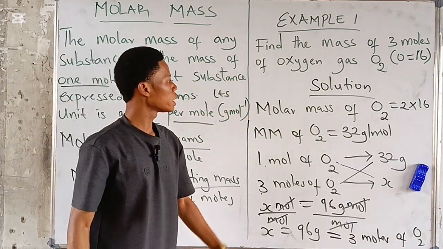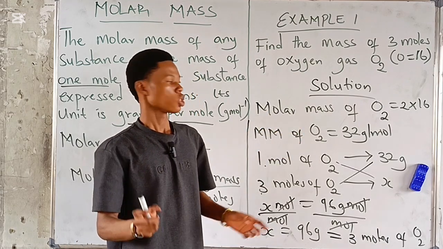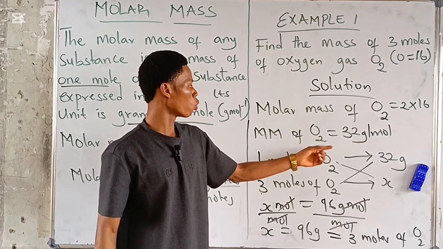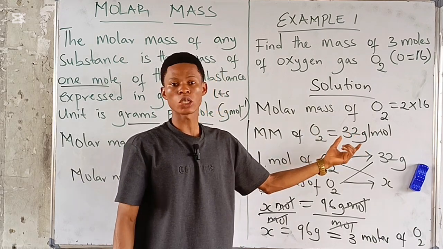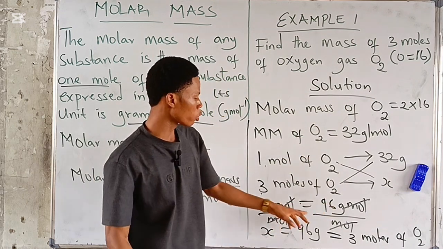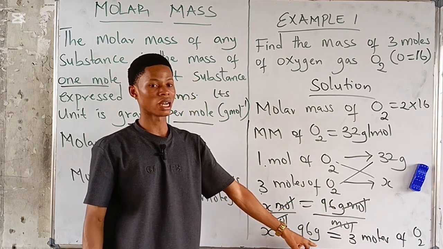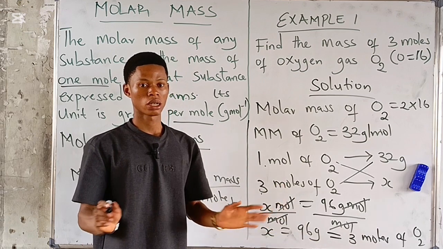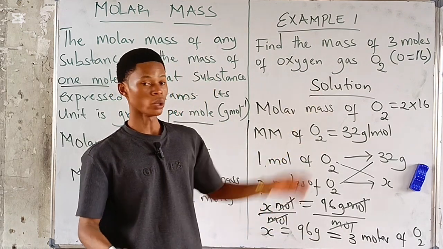So to go about this, you just check 1 mole contains how many grams? We saw that 1 mole contains 32 grams. So if 1 mole contains 32 grams, 3 moles will contain how many grams? So we put our relationship and we get our answer as 96 grams. Do you understand that? Alright, so we're going to take another example to see how we can go with this.